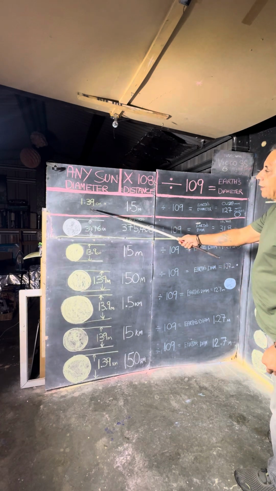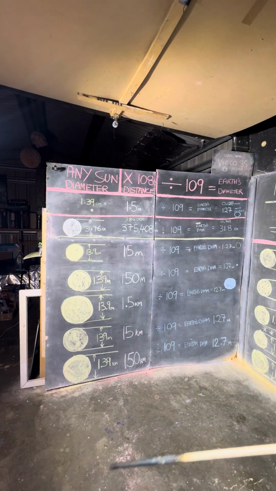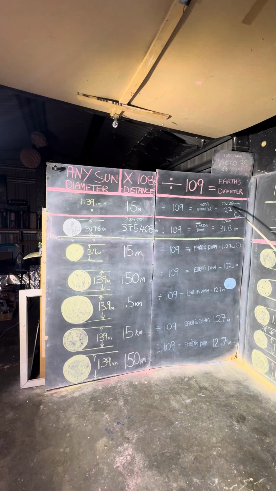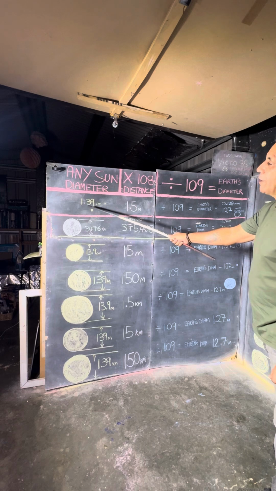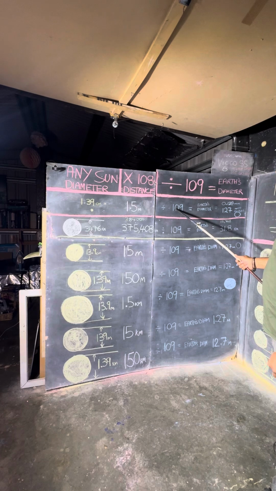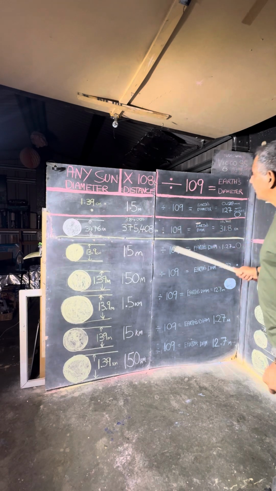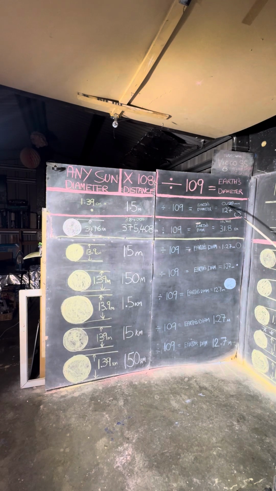Alexa, what is 1.39 centimeters divided by 109? 1.39 centimeters divided by 109 is approximately 0.1275 millimeters. Do we get that? If the sun had a diameter of 1.39 centimeters, right? If we divide it by 109, because there are 109 Earths in that diameter, Earth's diameter is 0.127 millimeters. That is 127 micrometers.